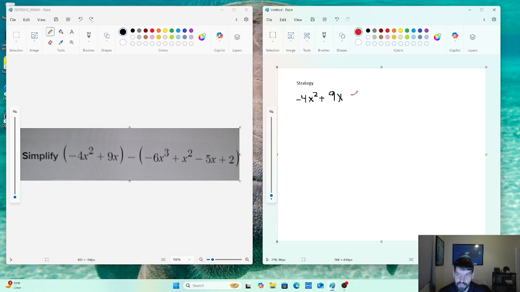Now, as a next step, what I'm going to do is I'm going to put this in red. So this minus sign, again, what's going to happen is it's going to force a sign change on all of the terms that are in the second set of parentheses. So we have negative 6x cubed plus x squared minus 5x plus 2.